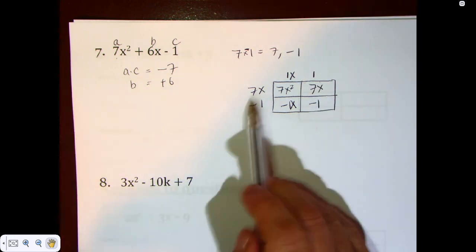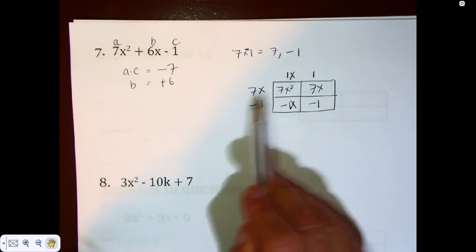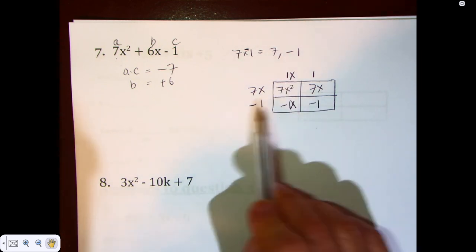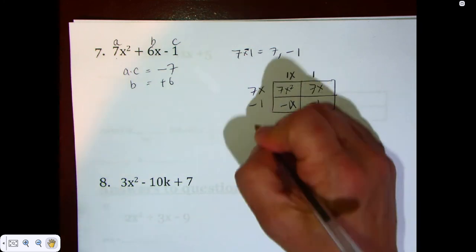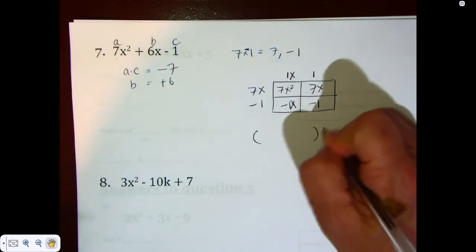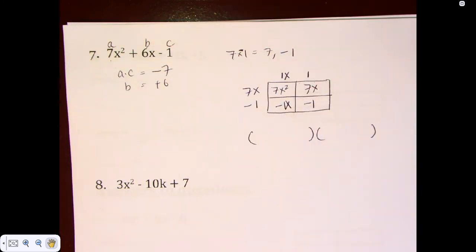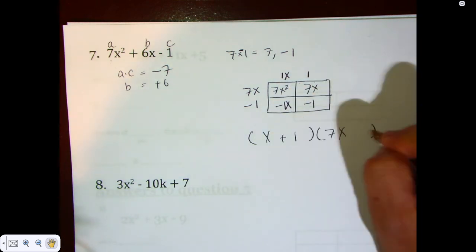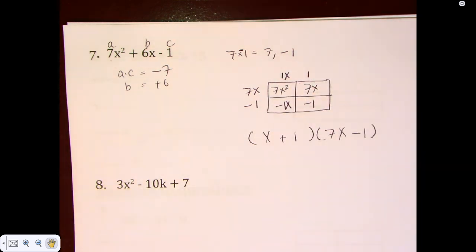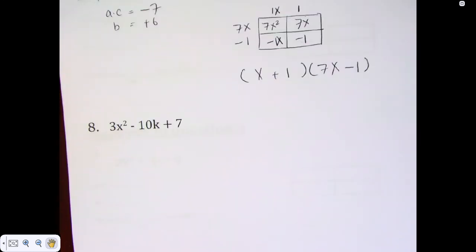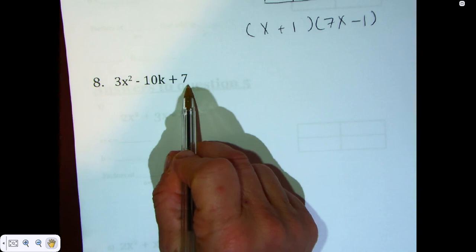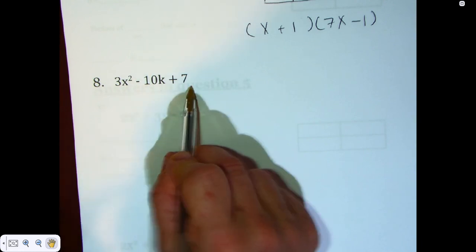Okay, so when you multiply it out, you get 7x squared, 7x, -x, and -1. Here we go. I get x plus 1, 7x minus 1. And we are set up. The next problem that we're going to do is 3x squared minus 10x plus 7.